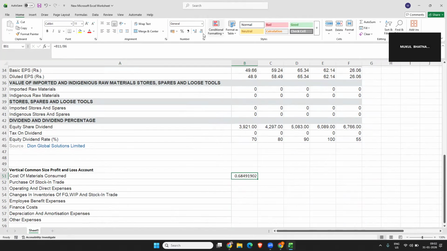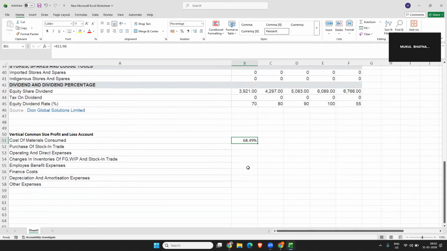So this is what we are having. I will convert it into percentage and I will increase the number of decimal places. So cost of material consumed is 68.49% of the revenue. It is a big percentage. It means the company is more dependent upon the raw material. The maximum expense the company is doing is on the raw material. We will come to the conclusions later.